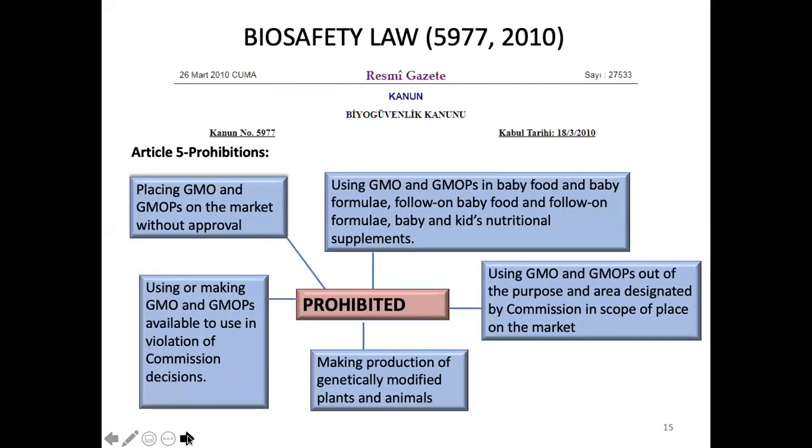And there are some prohibitions in this biosafety law at Article 5. You can see here, making production of genetically modified plants and animals is prohibited, and placing GMO and GMO products on the market without approval is also prohibited. There are 5 prohibitions. They are so important about baby food, the commission scope and placing on the market, and violation of the commission decision. This is a very important part of this law.